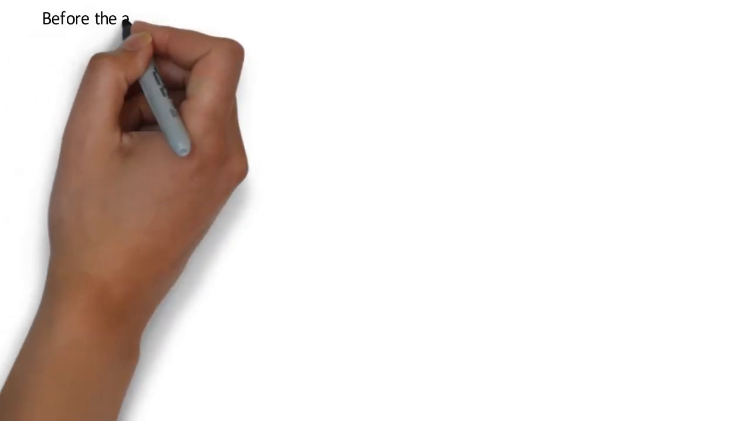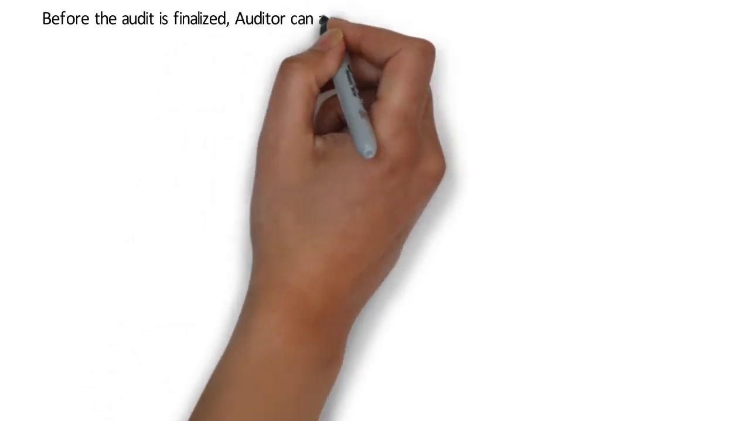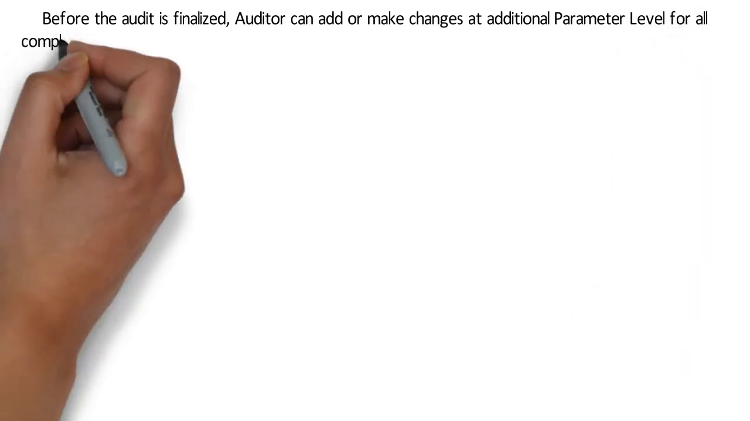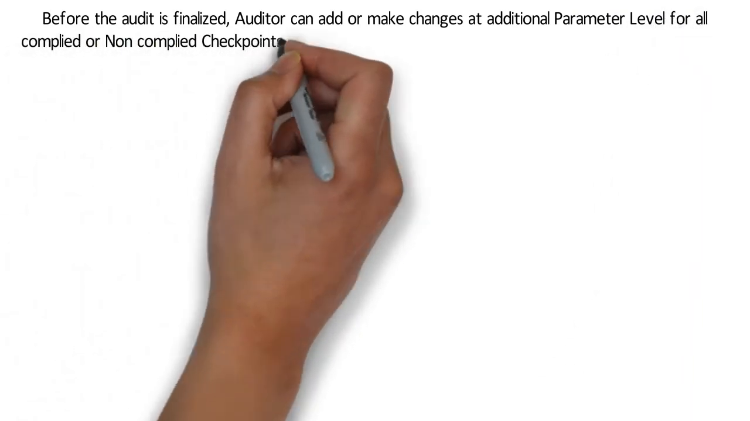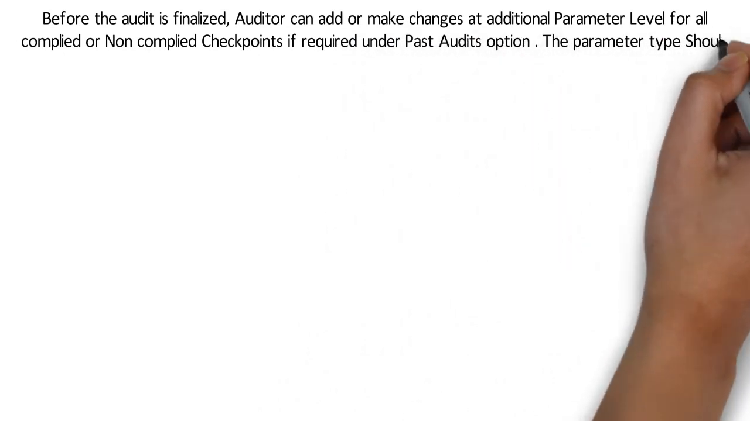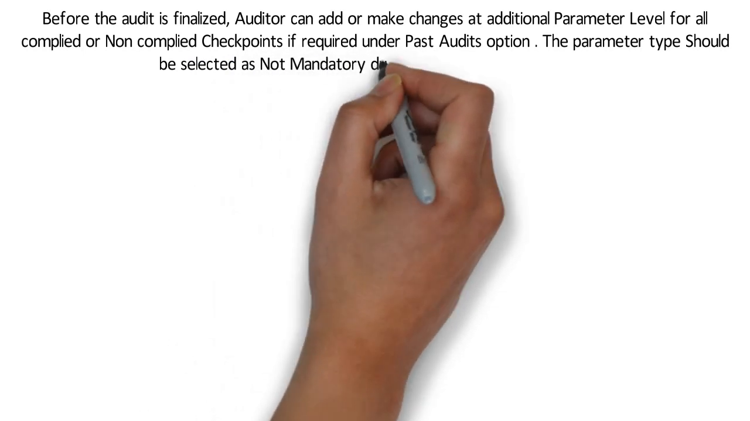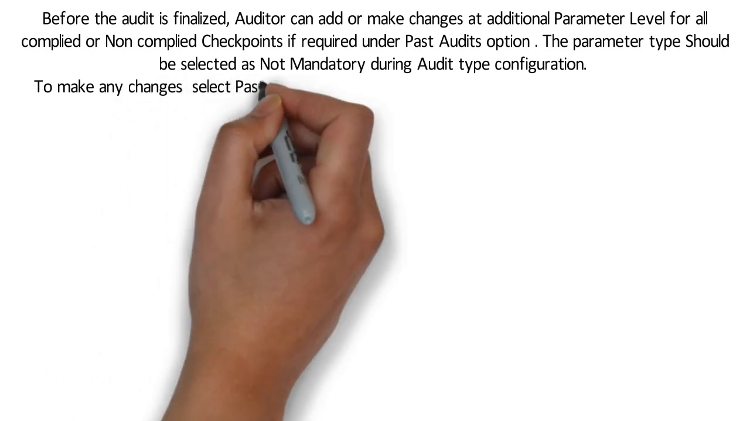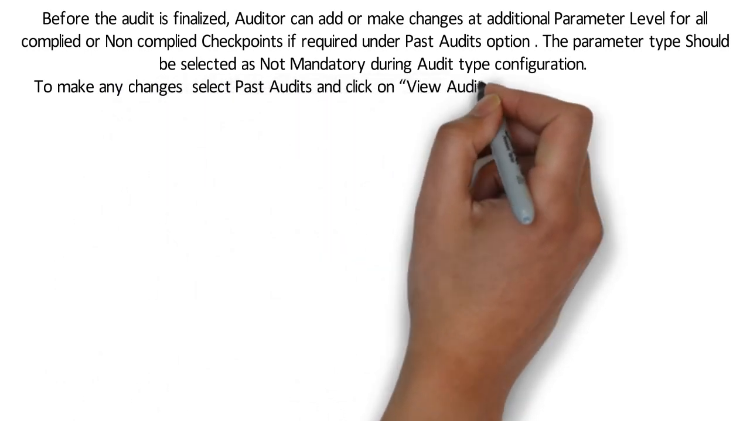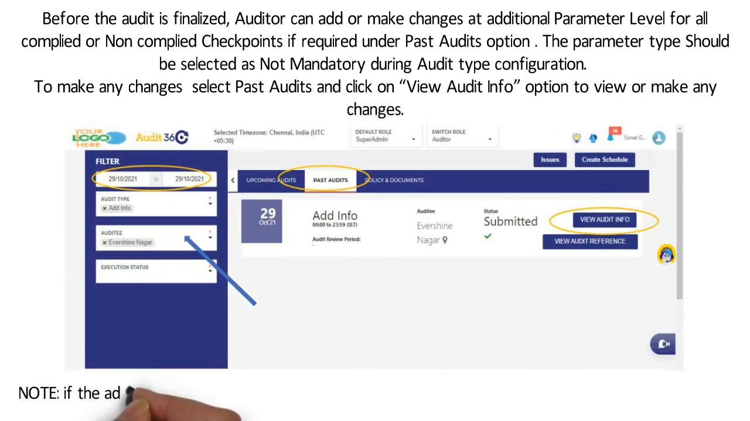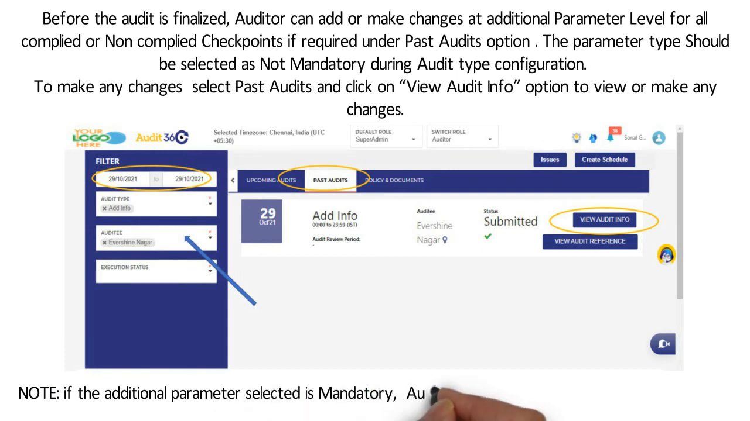Before the audit is finalized, the auditor can add or make changes at additional parameter level for all complied or non-complied checkpoints, if required, under the Past Audits option. The parameter type should be selected as Not Mandatory during audit type configuration. To make any changes, select Past Audits and click on the View Audit Info option to view or make any changes. Note: if the additional parameter selected is mandatory, the auditor has only the View option and cannot edit it.